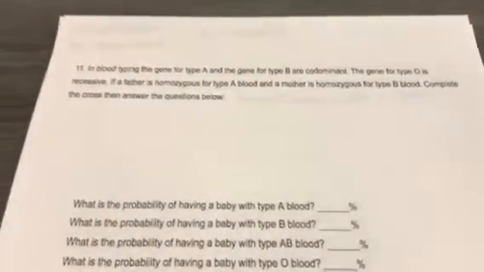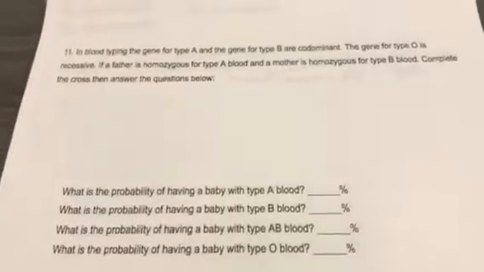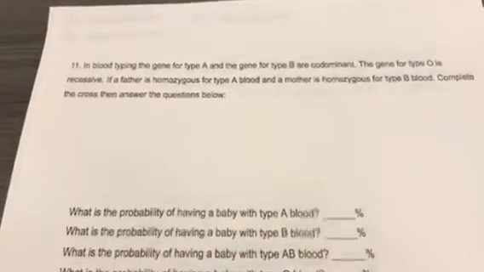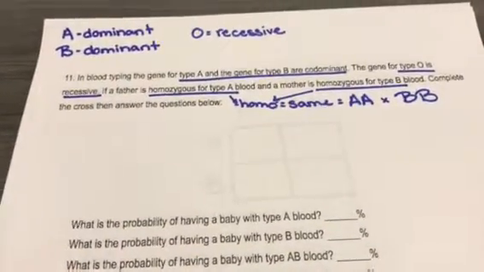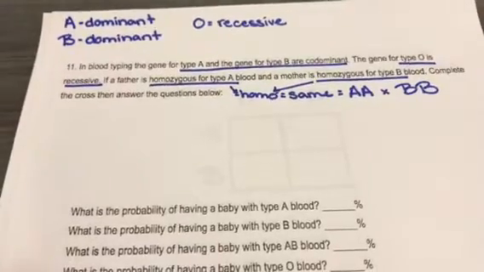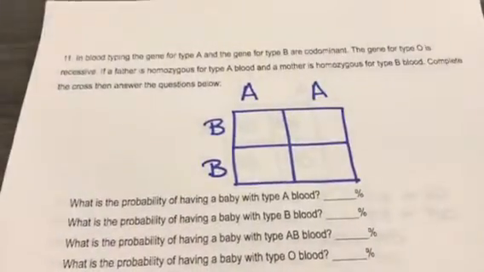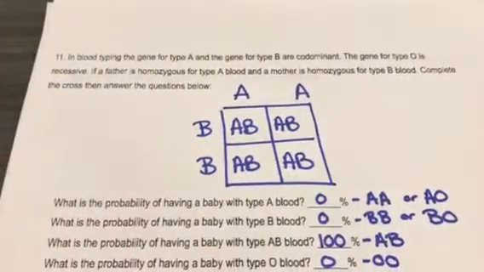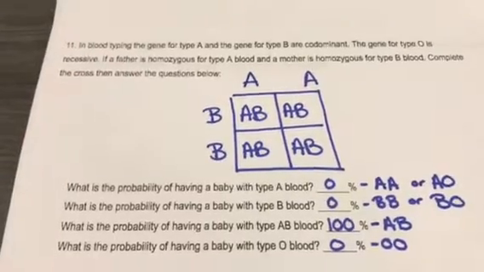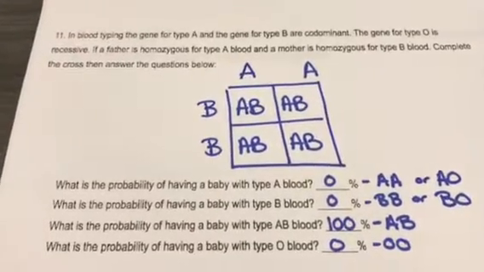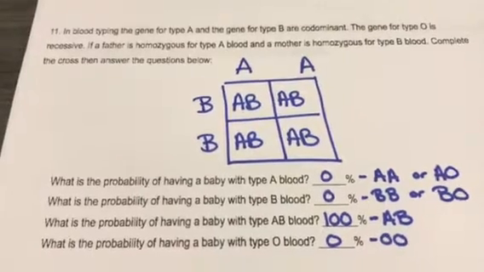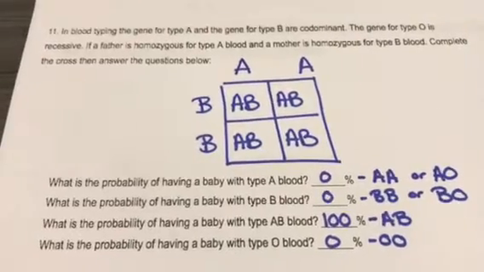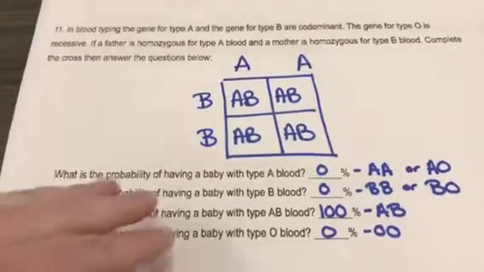In number 11, this is like we went over in class with blood typing. We're crossing a father who's homozygous for A and a mother who's homozygous for B. Remember, homo means same, so we're crossing big A, big A with big B, big B. We complete the cross, and we notice that 100% of the offspring are AB blood type. They're the codominant blood type. You don't have any that are just A, you don't have any that are just B, and you don't have any that are O.